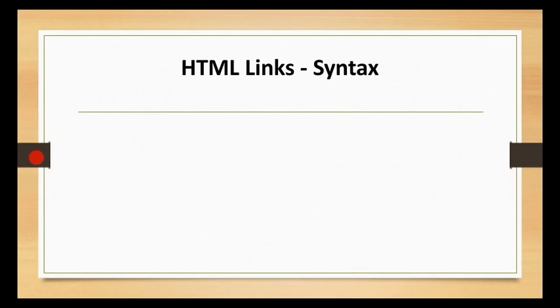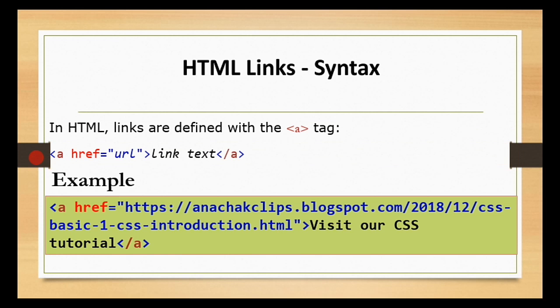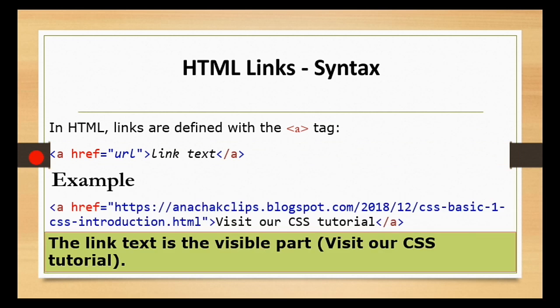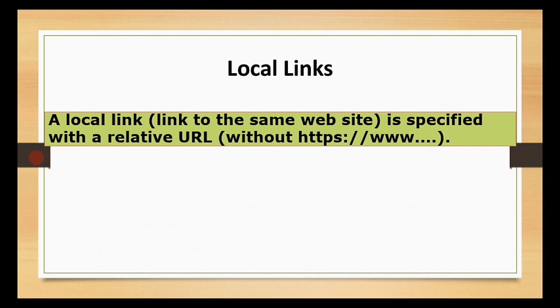HTML link syntax. In HTML, links are defined with the a tag. Example: the link text is the visible part, within our W3Schools tutorial. Local link. A local link links to the same website. It is specified with a relative URL, without https://www.